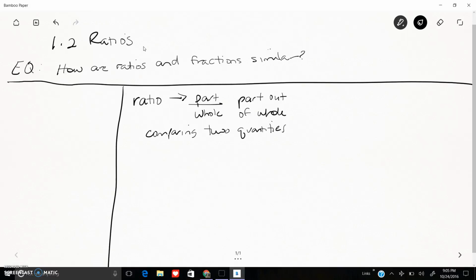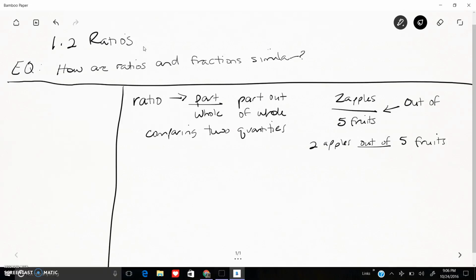All right, so the way to identify that is like, let's say there's 2 apples out of 5 fruits. So out of 5 fruits that I have on the table, 2 of them are apples. And this fraction sign right here, I don't want to say instead of dividing, because eventually sometimes you might need to divide, but this is actually saying out of. So 2 apples out of 5 fruits. Okay, makes sense?